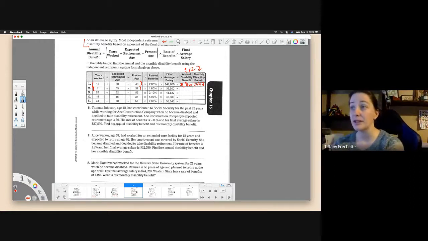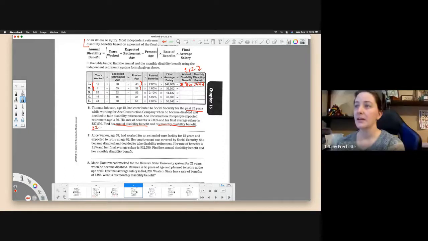So we have two things we need to find. There's an and. We need the annual disability and the monthly. They want both listed here. So first, we need to do the age portion here. So years worked, past 22 years. It says he contributed for the past 22 years. That tells you that he worked for 22 years. Plus the expected retirement age, they told us that, minus his current age, which is 42. So they're giving us everything we need here.